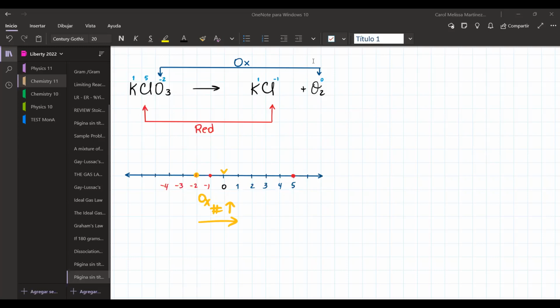So here happened almost the same, okay? It was negative and it ended up at 0. But in the end, what you have is an increase in the oxidation state, because on the number line, the oxidation state moved from the -2 that we have over here to 0. That's why we say that this is oxidation.